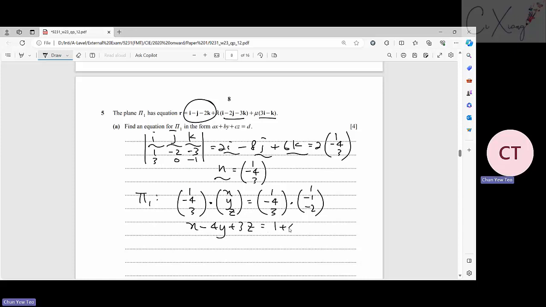You get 1 plus 4 minus 6. So you get x minus 4y plus 3z equals negative 1. Done for part A. Part B.